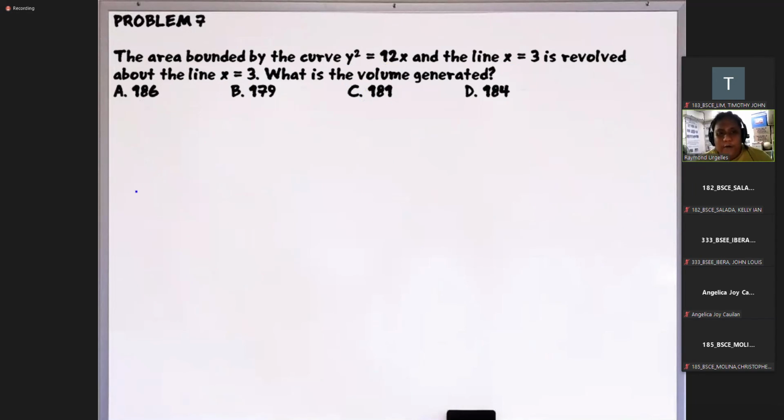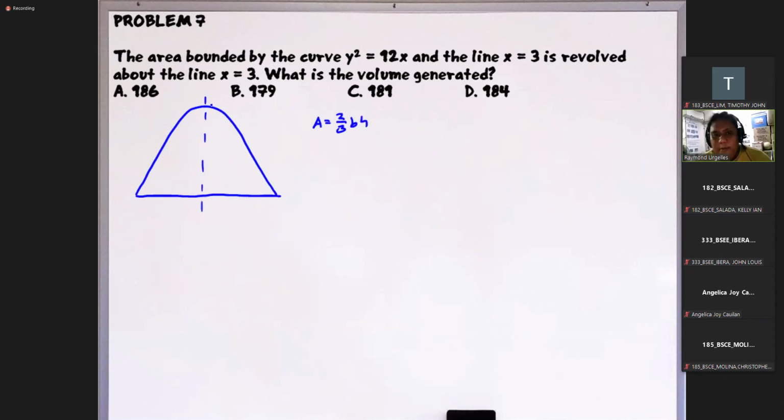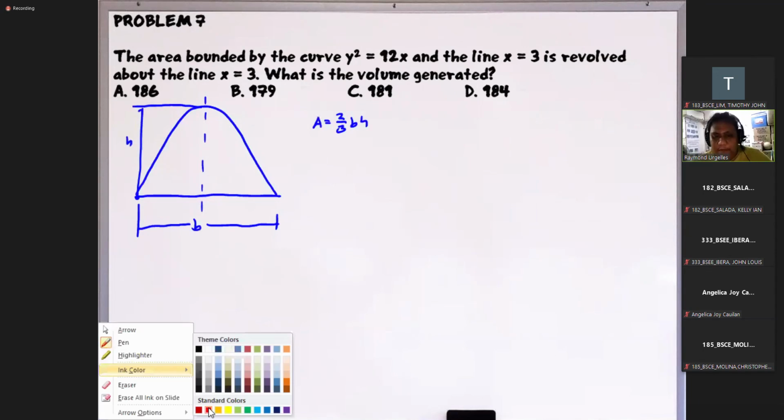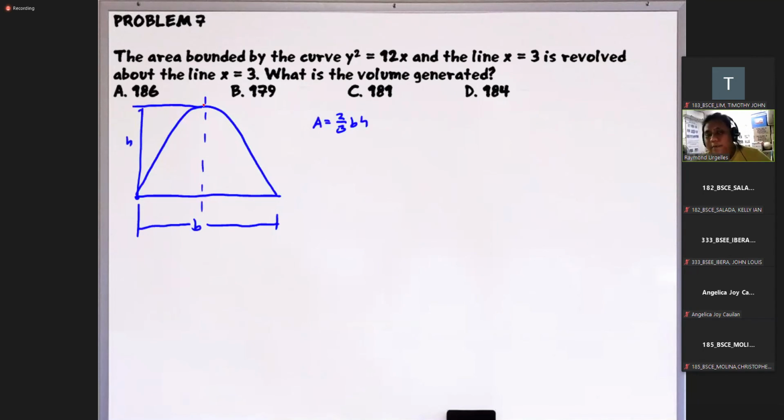Okay? So again, for a parabolic segment, let's say ito yung parabolic segment natin. Sinabi ko na sa inyo kanina yung area nito. So this is 2/3 base times height. So this is our axis of the parabola. This is the height of the parabola. And this is the base of the parabola. So yung tatandaan natin pagdating sa centroid ng parabola, the centroid of the parabola is located on the axis of the parabola. So somewhere dito sa gitna. So yung centroid natin, this is the centroid G.